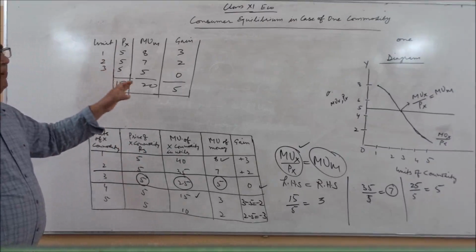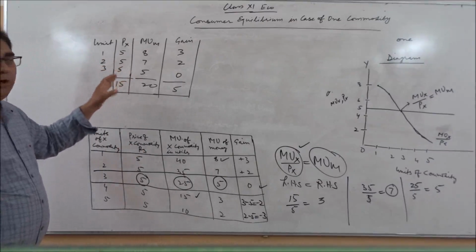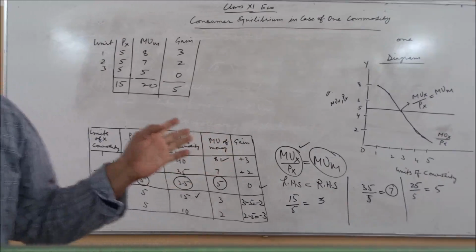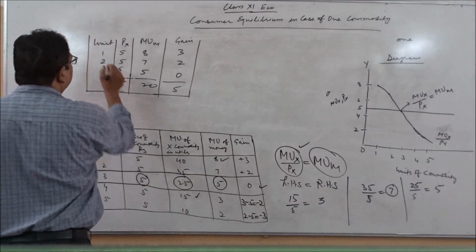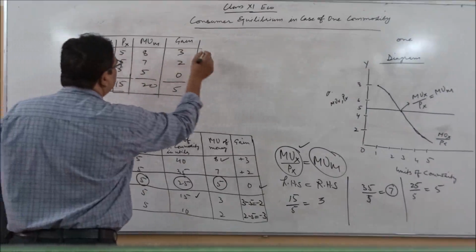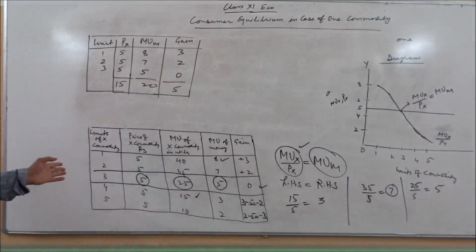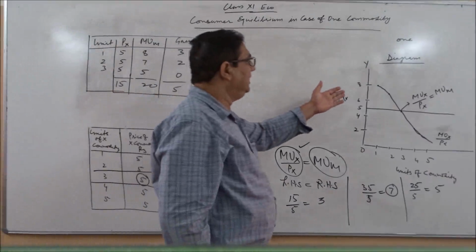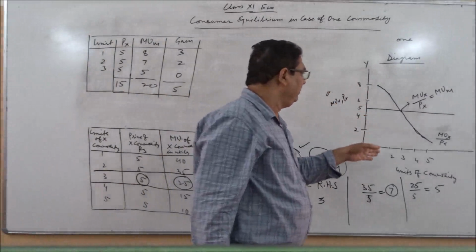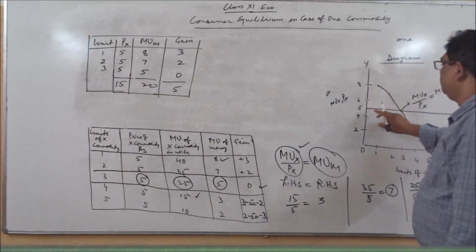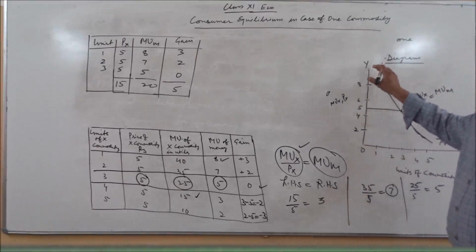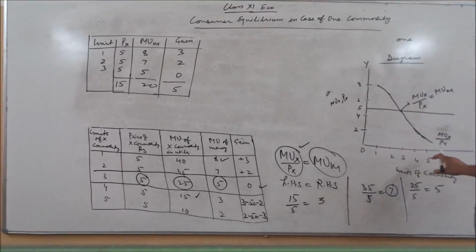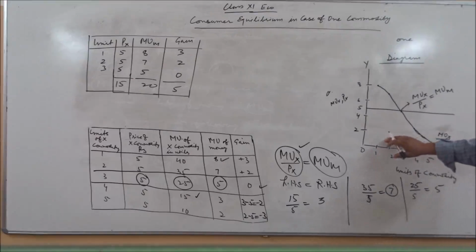This topic is influenced by the law of diminishing marginal utility. In the same way, we can plot the diagram. On the OY axis we take 8, 6, 4, 2, with a gap of 2, and here a gap of 1 unit. Start plotting and joining the points.